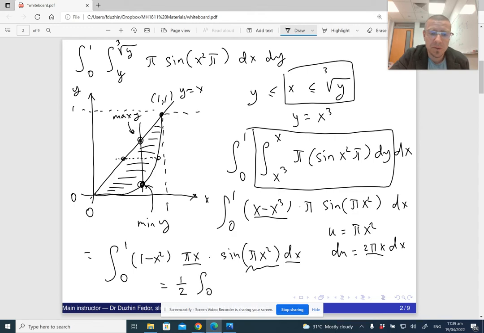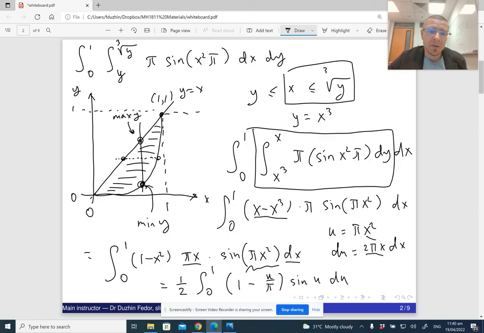So it's 1/2 of the integral from 0 to 1. Then 1 minus x squared is really u over pi. All right, so then pi x dx over 2 is our du. So then we have sine u du.